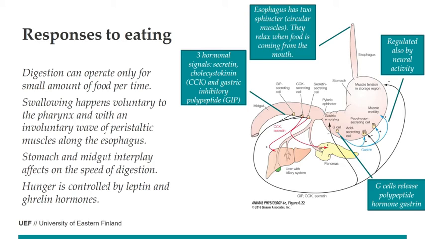Because we can only have a small amount of the food in the midgut at one time, we must reduce the activity of the stomach when there is food near these secretion cells. And then when the food has gone a little bit further, we can get the next section to digest it.